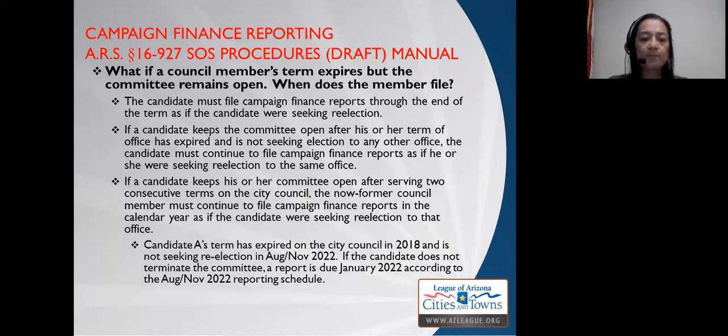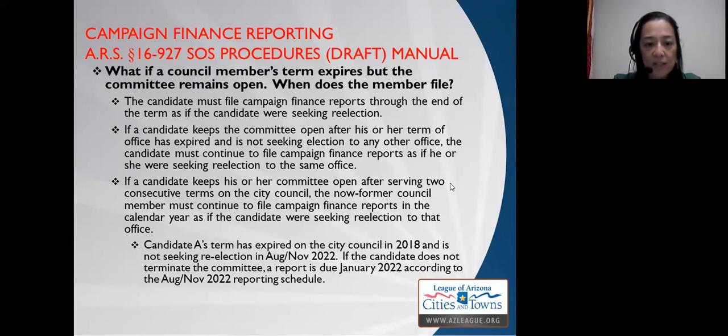So I have an example here. Let's say a candidate's term expires on the city council in 2018. So it's this year, and they're not seeking re-election. Let's say it's May 31st. They haven't filed their nomination paperwork. They're not going to seek office, but they don't close their committee. They will have to file reports for this year, and then they'll have to file again in January 2022. They're going to do all of their reports for this year even though they're not running for office, and then do it again if the committee's still open, according to that whole reporting cycle. I think part of this is obviously to get them to close their committee if they're truly not going to be running for office. But it's something cumbersome that you have to keep track of for them.